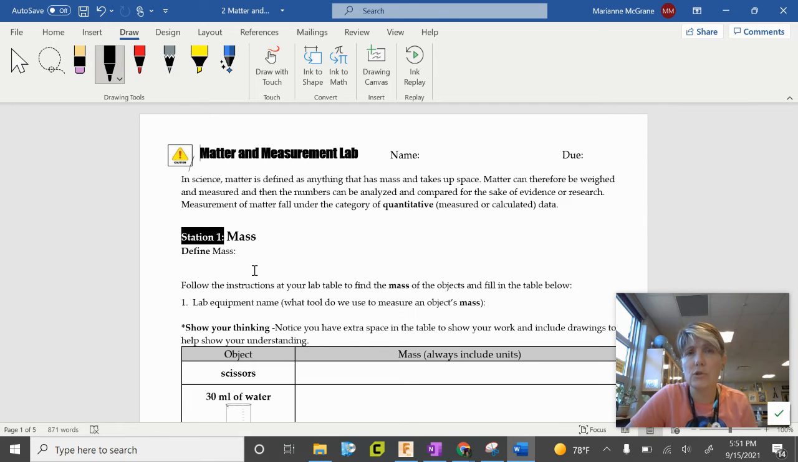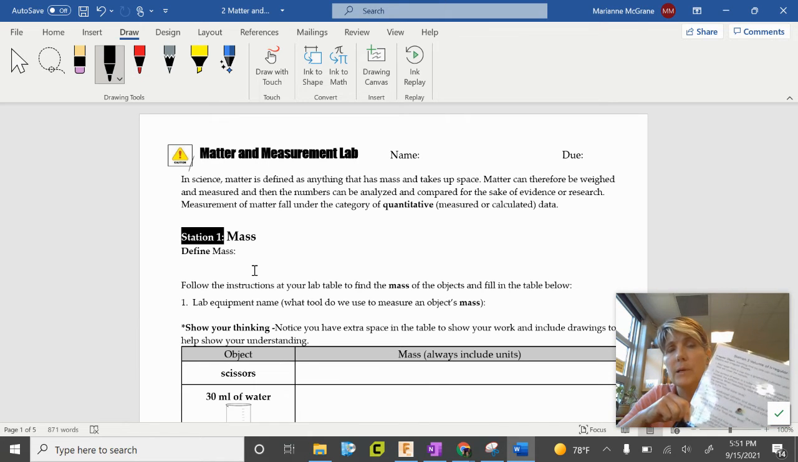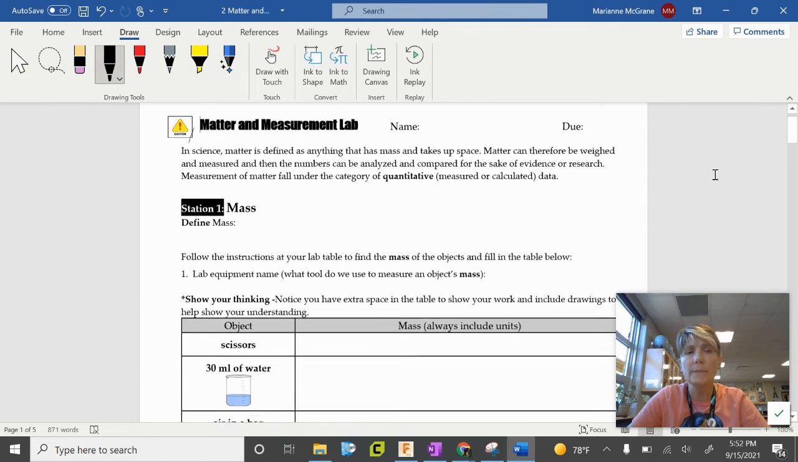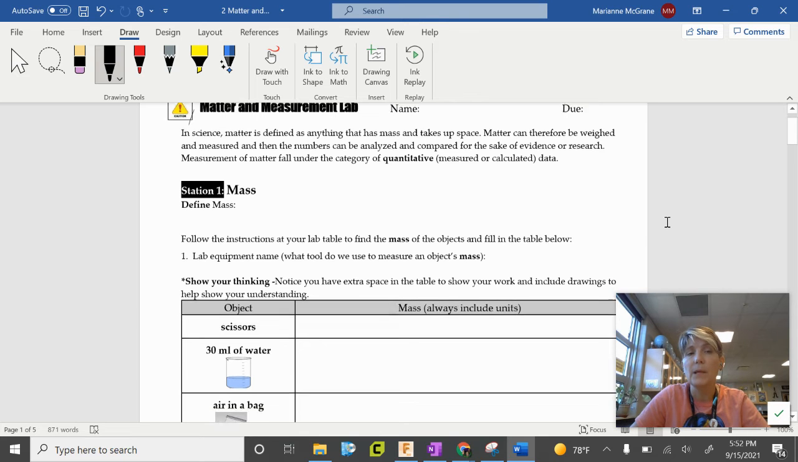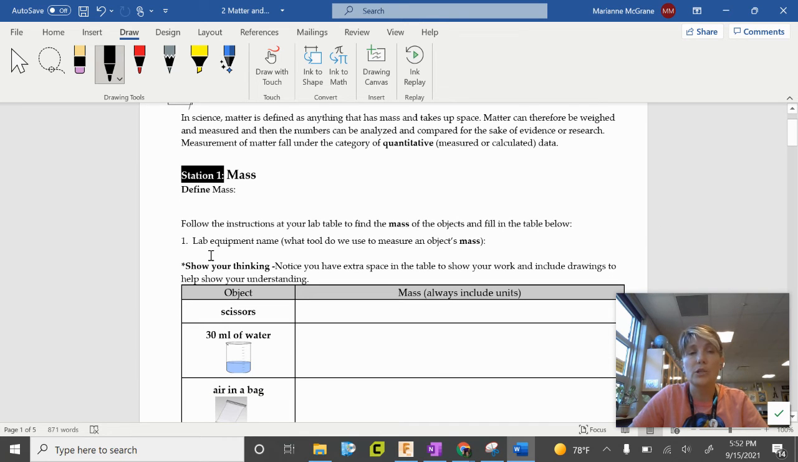When you first get to your group, your table, note that there will be a card on your table. I'm going to tape that down. Read the directions on the card. The card is going to help you be successful at your table, at your lab station. You're going to follow the instructions at your lab table to find, in this case, the mass of objects and fill in the table below. It's asking you to do certain things.